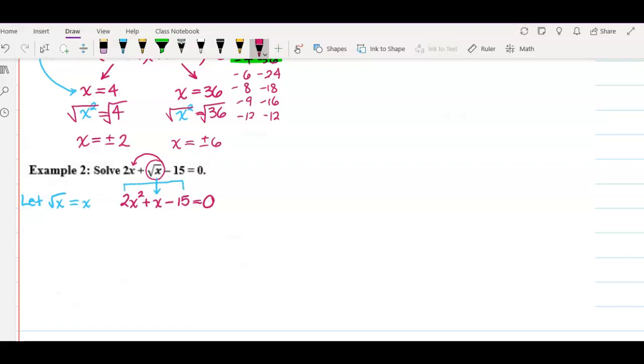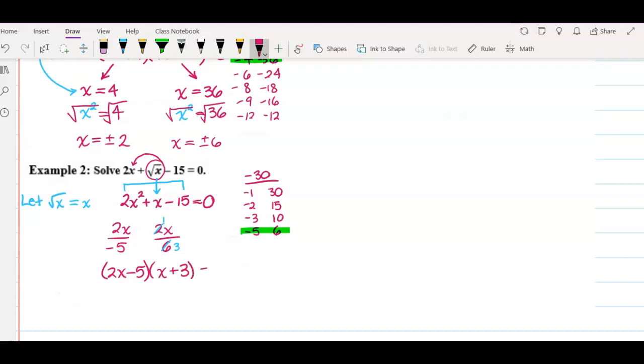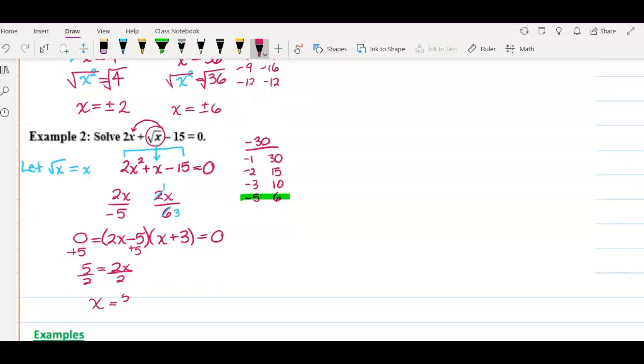Because I have a leading coefficient that isn't 1, I have to do factors of -30, like -1 and 30, -2 and 15, -3 and 10, -5 and 6, and there we have it, our winning combination that multiplies to -30 and combines to 1. So I put both of those under 2u and reduce if possible. So that my factors are 2u minus 5 and u plus 3, solving by adding 5 and dividing by 2. We can see that u equals 5/2 or u equals -3.